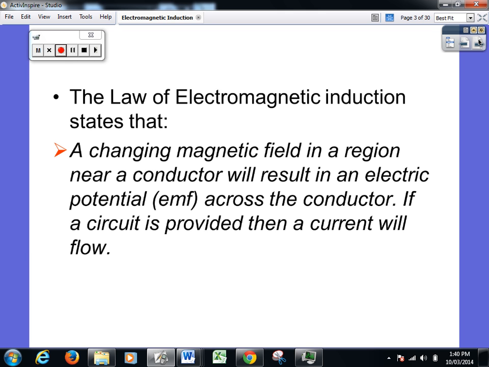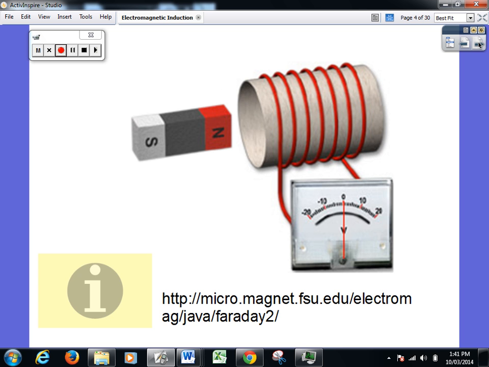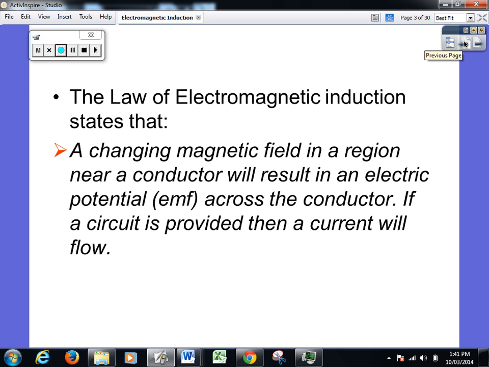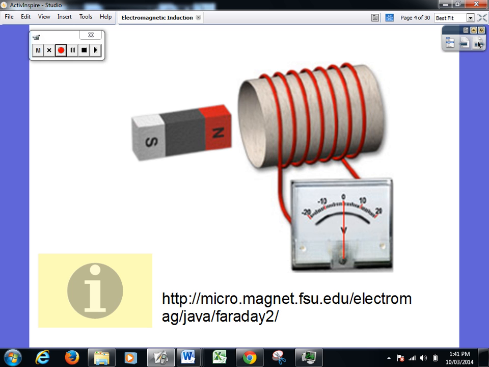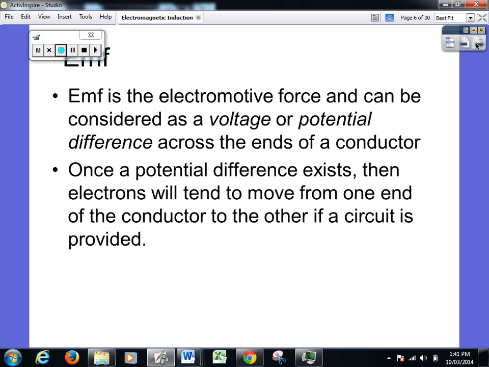So we're going to have to define a few things. Whereas with the motor effect, all the words that we use were quite known to us, this has a few things in it which are different. And the first one is the EMF, which we see just here. Okay? So let's have a look at, firstly, what the actual law says. The law of electromagnetic induction says a changing magnetic field in a region near a conductor will result in electrical potential, also known as an EMF, across that conductor. If a circuit is provided, then a current will flow. So to work out what this means, we now need to work out what EMF is. So there's our first thing that was in that.